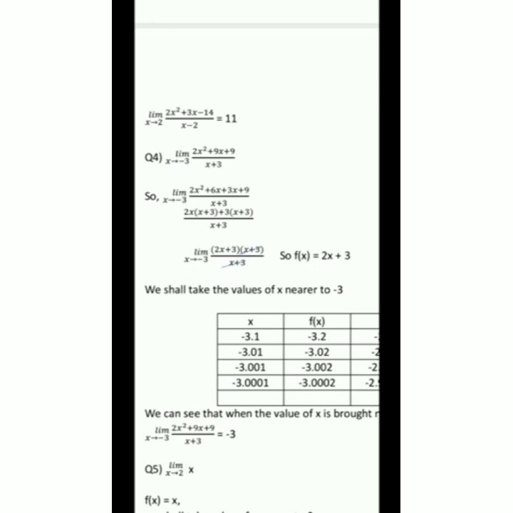Now when we put the value of x in f(x) equal to 2x plus 3, what we get is 2 into minus 3.1 plus 3, so the output comes to minus 3.2. 2 into minus 3.01 plus 3 gives the answer minus 3.02. The next, 2 into minus 3.001 plus 3, gives the answer minus 3.002. So we can see the value of x coming nearer to minus 3 approximately.